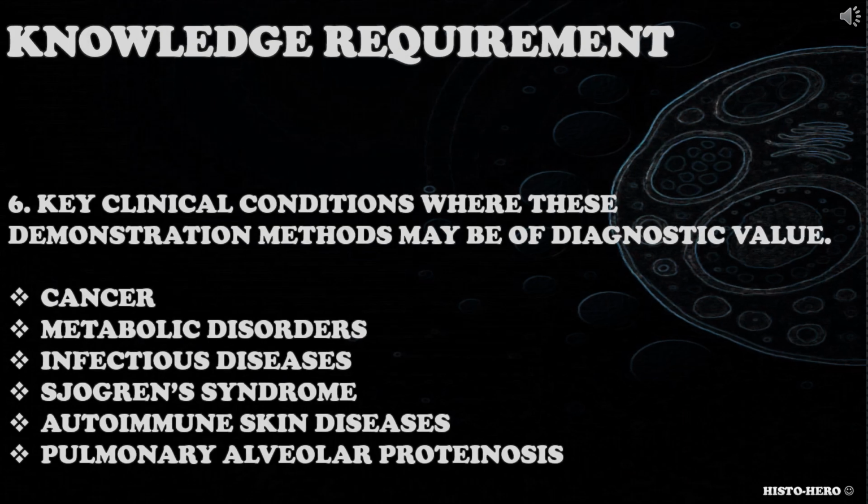The sixth knowledge requirement is for you to know the key clinical conditions where these demonstration methods may be of diagnostic value. What clinical conditions can be detected by using demonstration methods for carbohydrates, glycoproteins, and mucins? What is their diagnostic value? Consider cancer, metabolic disorders, infectious diseases, Sjogren's syndrome, autoimmune skin diseases, pulmonary alveolar proteinosis.